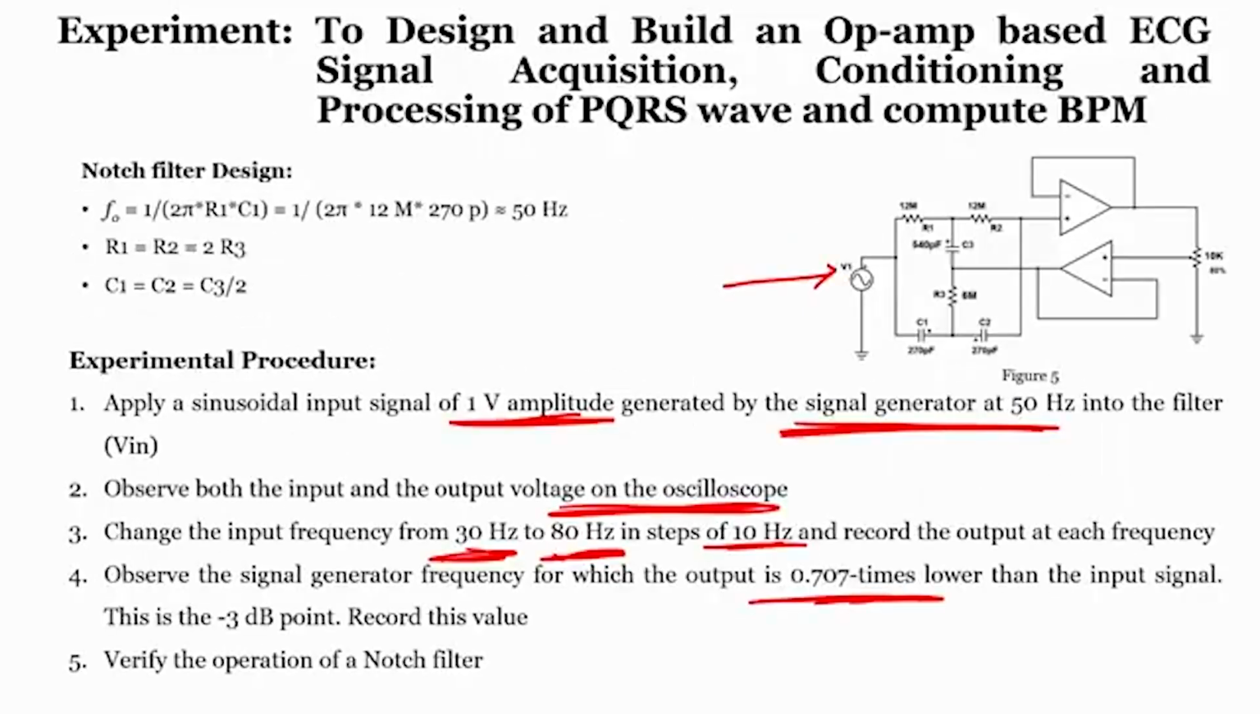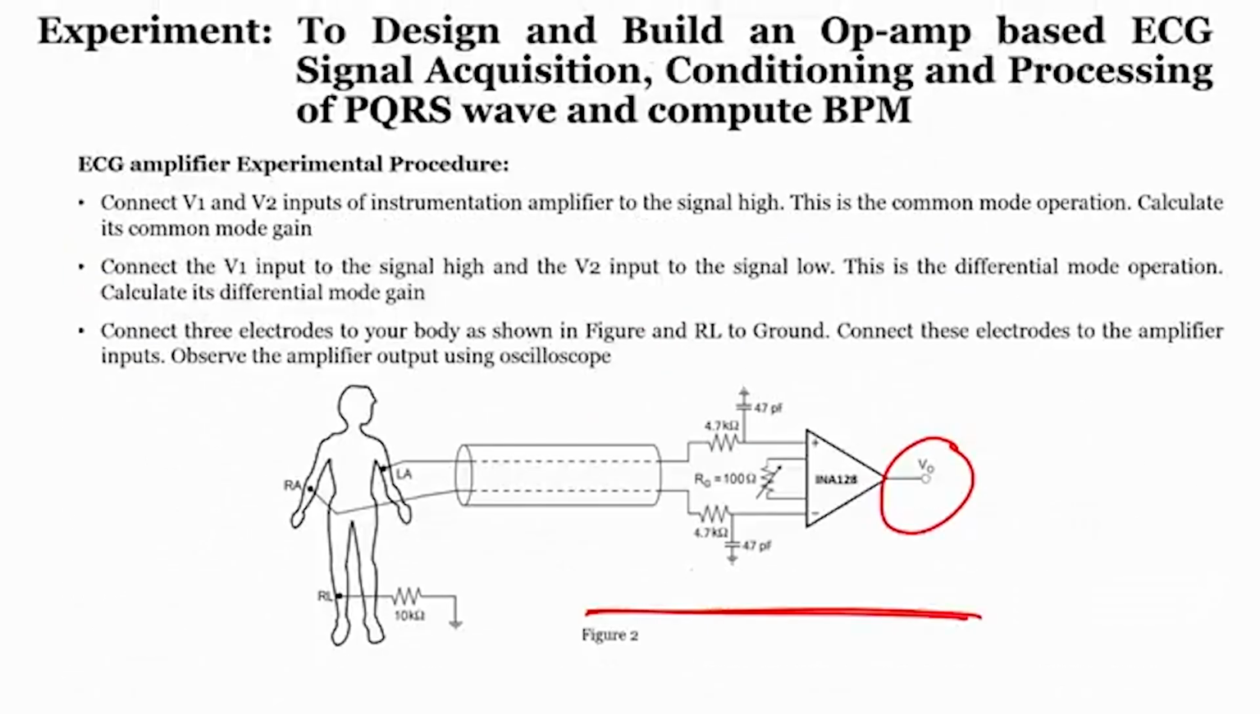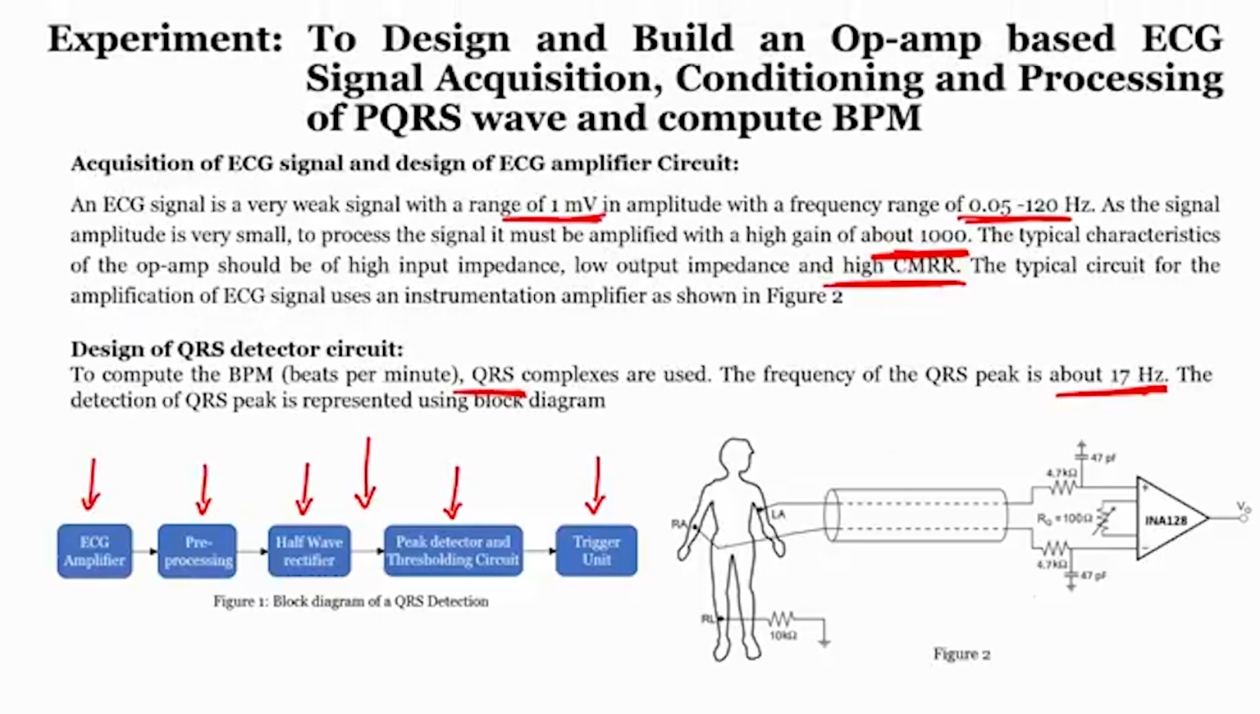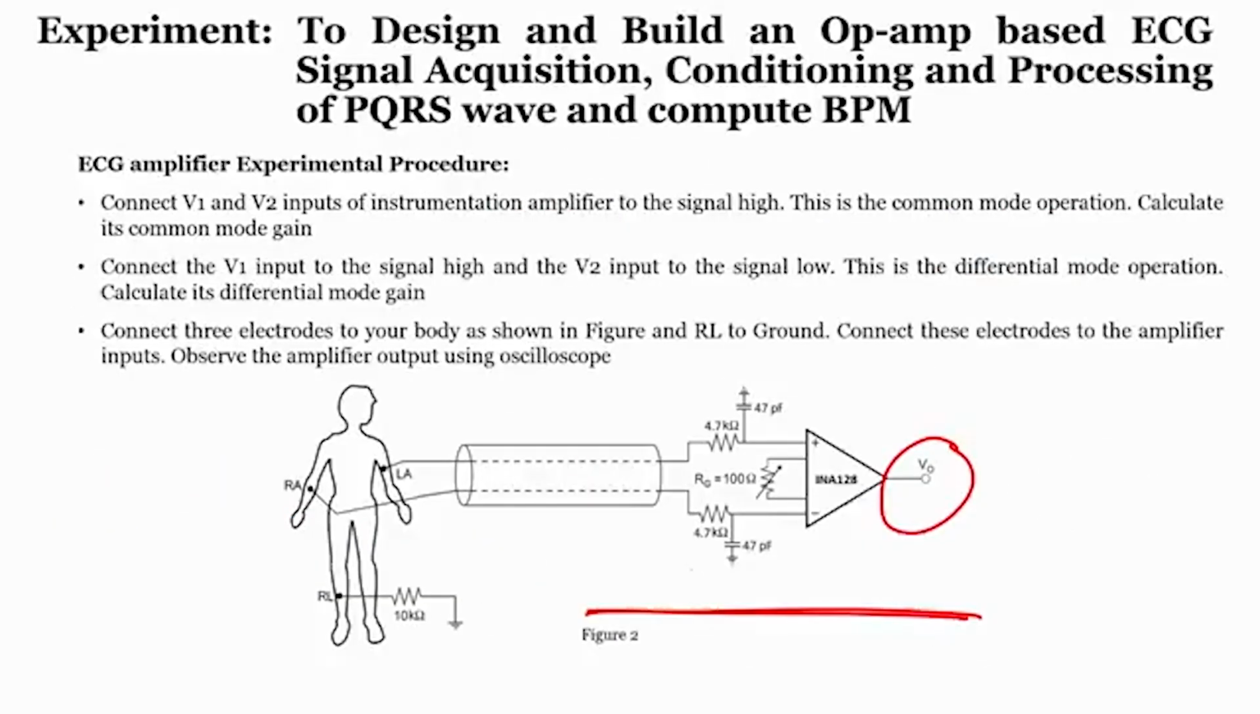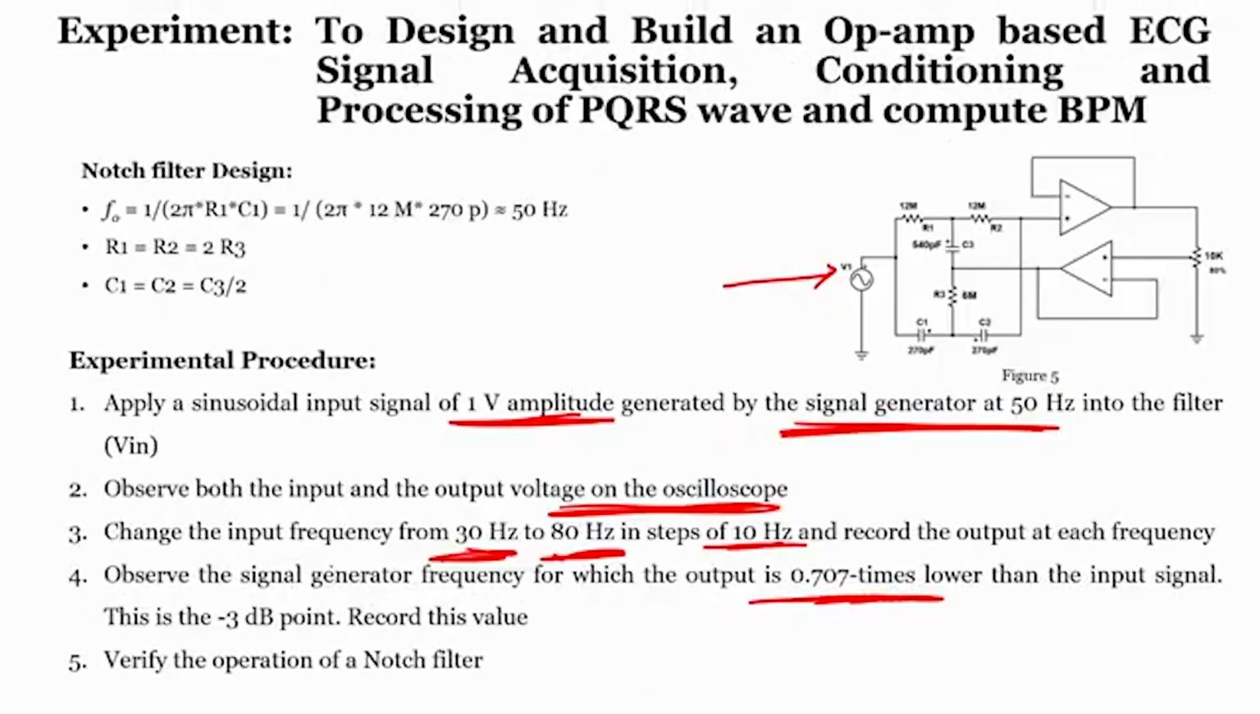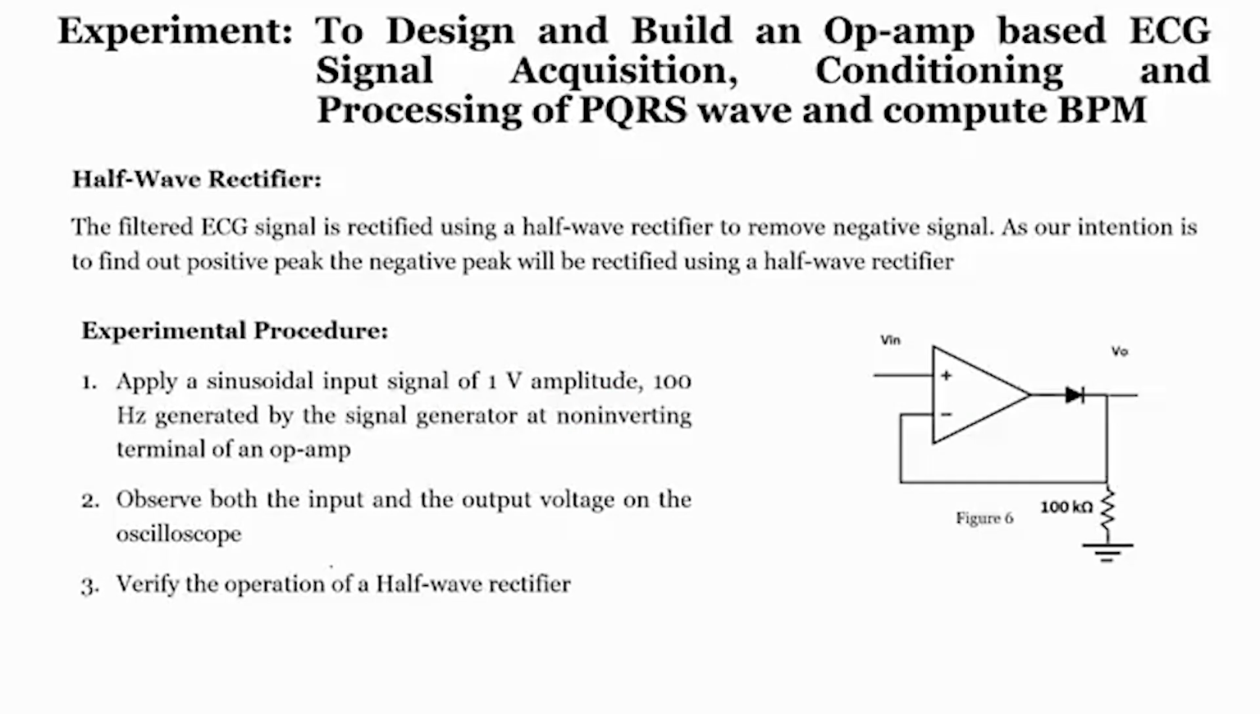Next process, if you see the block diagram, the next one would be the half wave rectifier. So, we now need to design a half wave rectifier. A half wave rectifier is very simple to design, as you can see in the circuit. The filtered signal is rectified using a half wave rectifier to remove the negative signal. If I use this kind of circuit, I can remove the negative signal, and our intention is to find out the positive peak, and the negative peak will be rectified using the half wave rectifier.